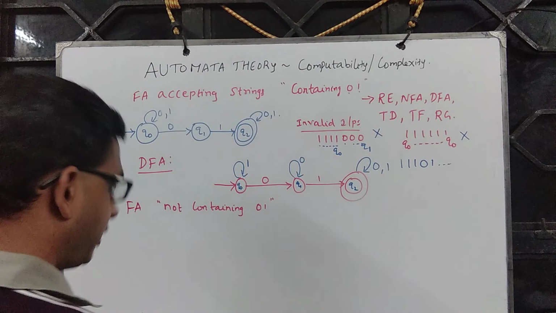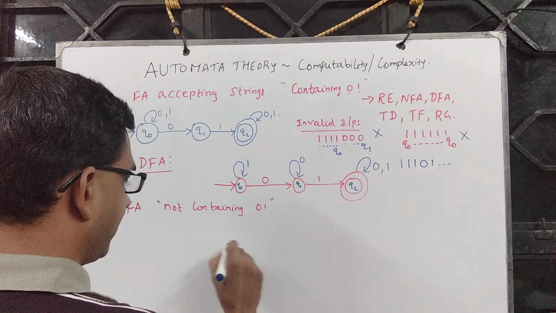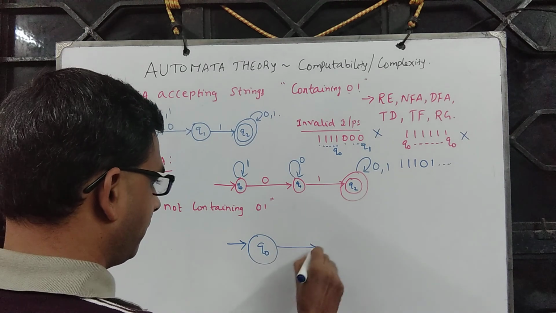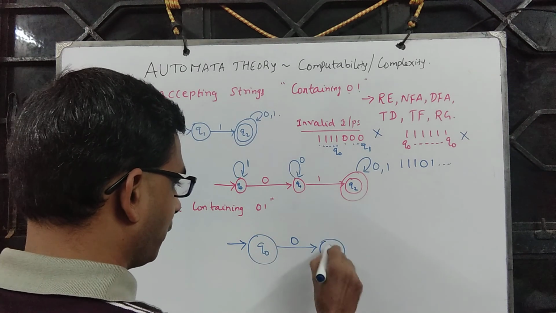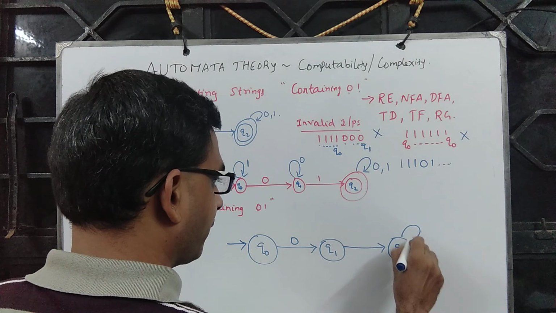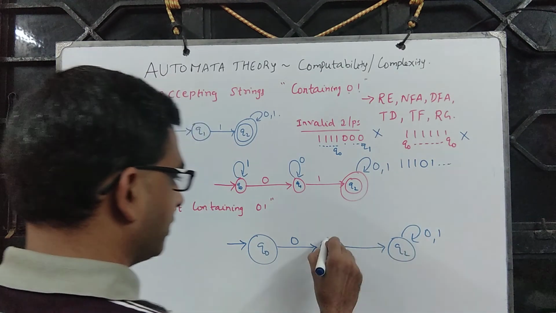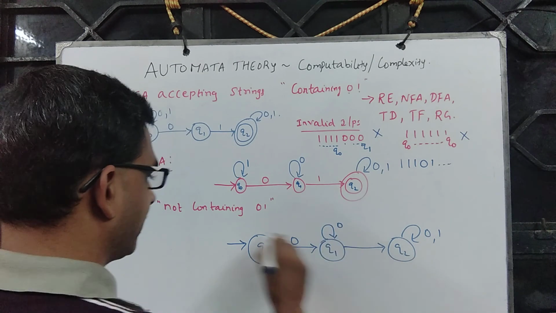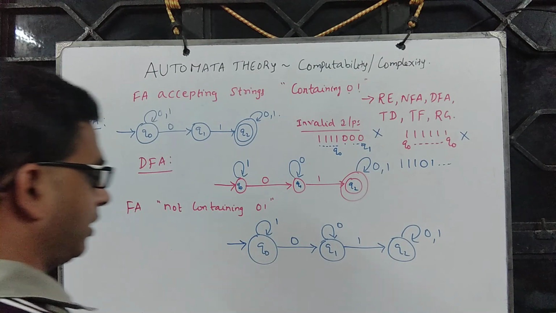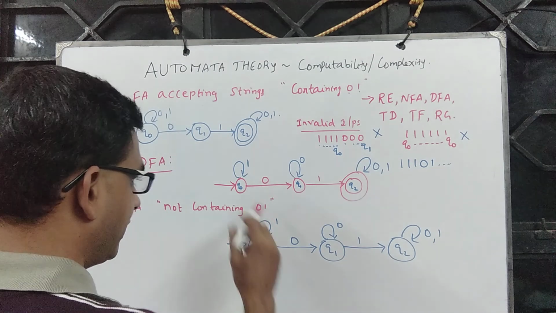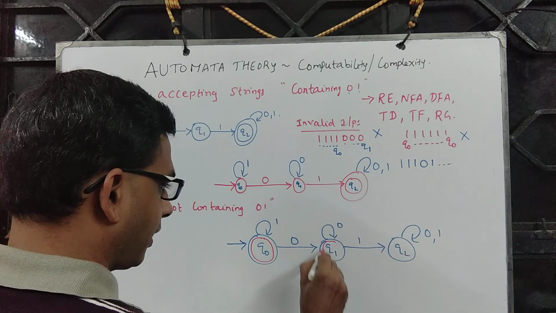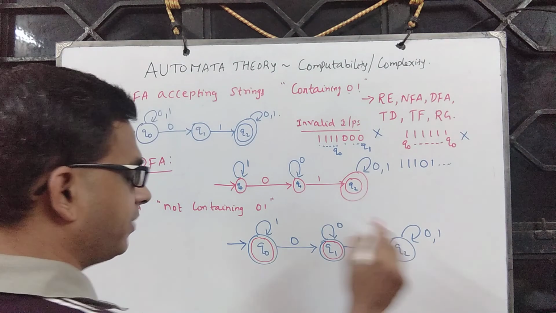So let's modify this to get an automaton for this. So you have Q0, 0, Q1, Q2. There is no change in the transitions, except that a non-final state here becomes a final state, and the final state over here becomes a non-final state.